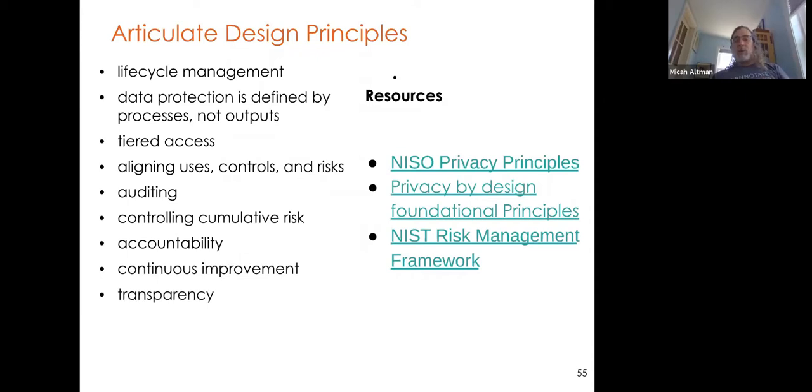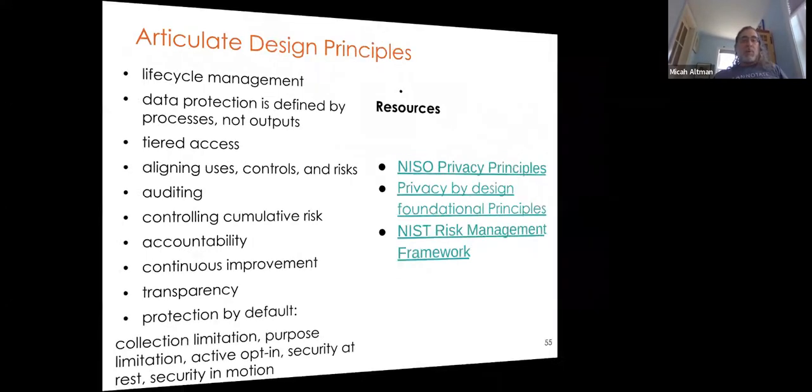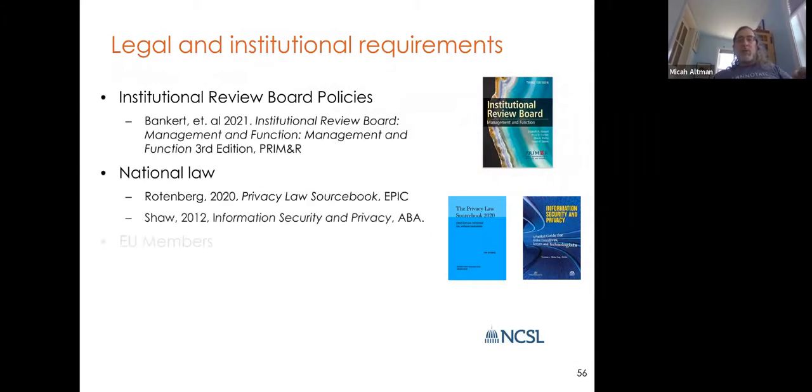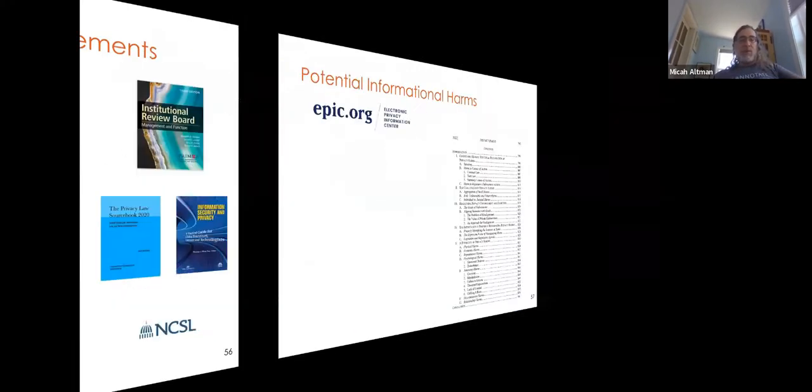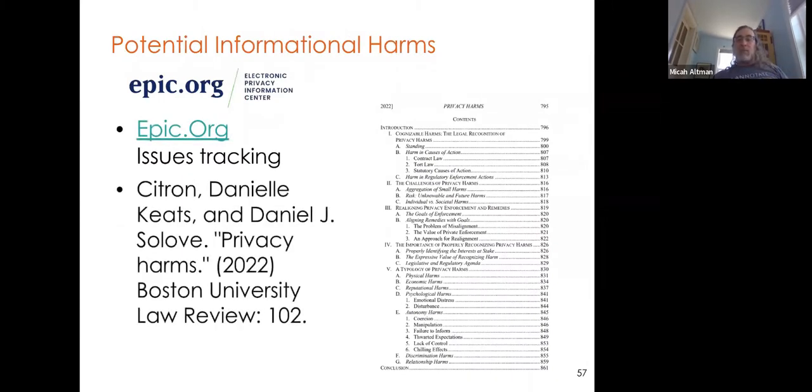Data protection doesn't involve just disclosure control at the end, but is part of a whole life cycle. And that involves design principles for what you are protecting and what you are enabling, and how you're measuring both. For legal and institutional requirements, you're going to need to identify your institutional policies and national law. If you're in member states, there are resources for each of these. Informational harms are generally a qualitative process. The information landscape is large and rapidly evolving, and we can enumerate categories of harm, but understanding what particular risks are most important to your subjects and your research is a qualitative analysis that you'll need to conduct and revisit.